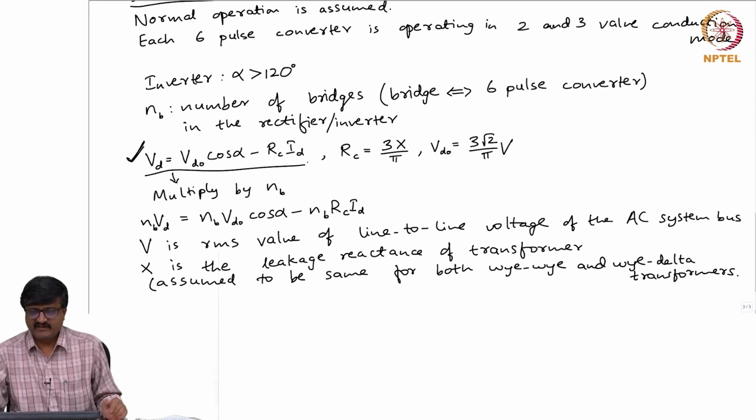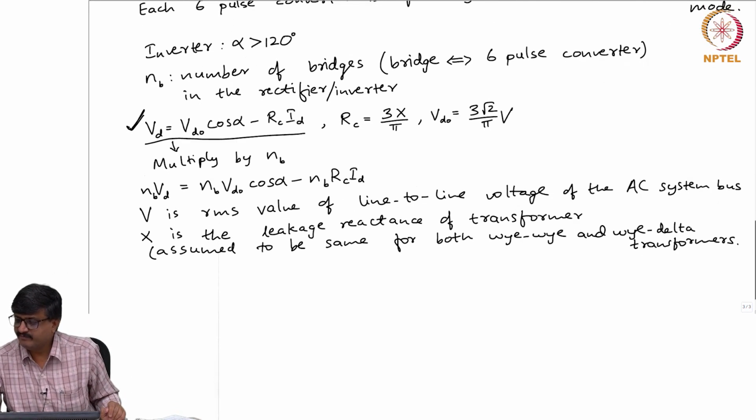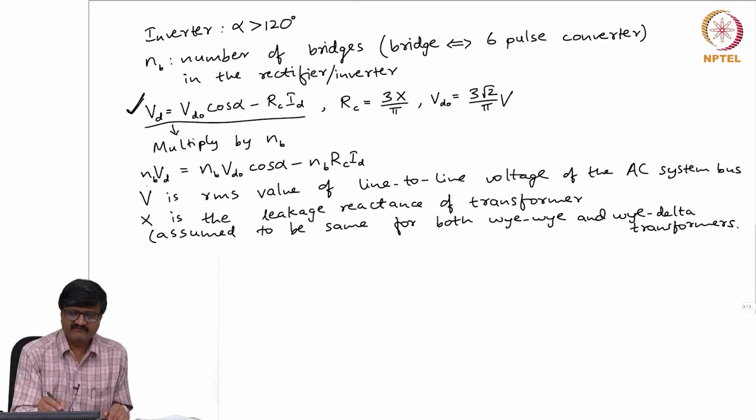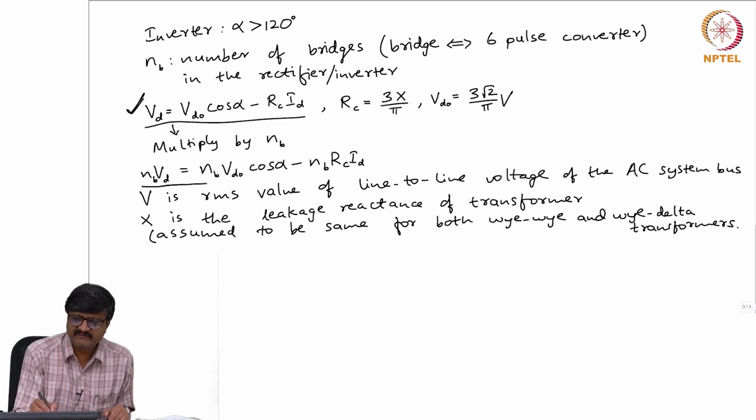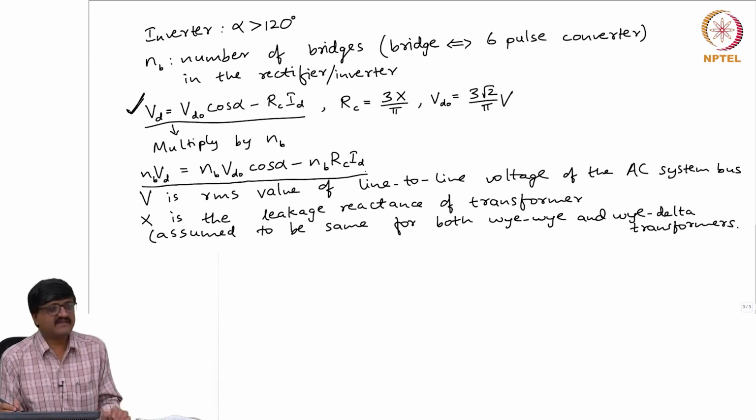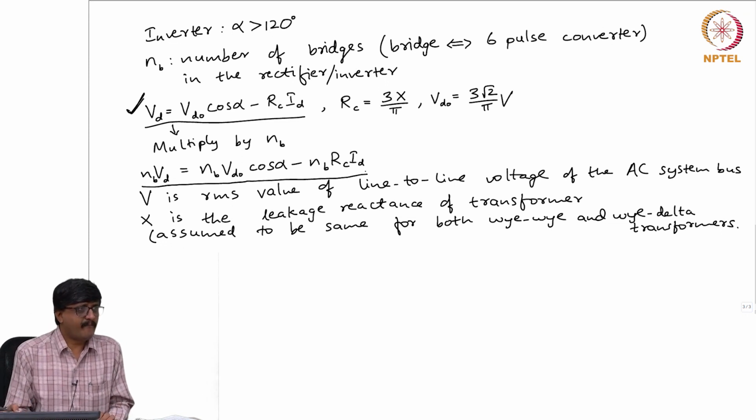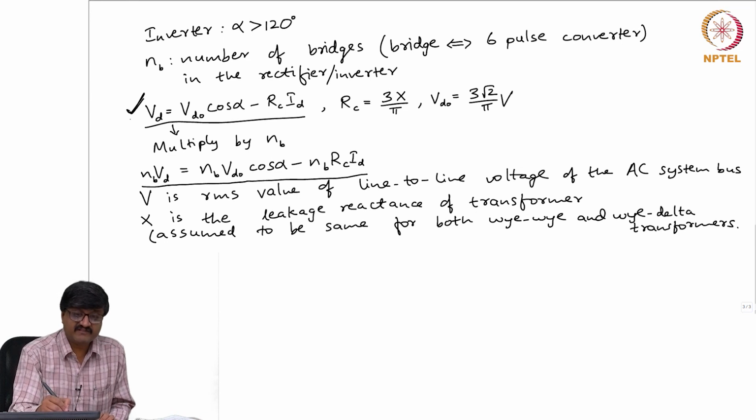So let us see how to analyze this. Our equation will be from now on this one: NB VD is equal to NB VDO cos alpha minus NB RC ID. This equation 1 is common for all the bridges. From that I get 2.